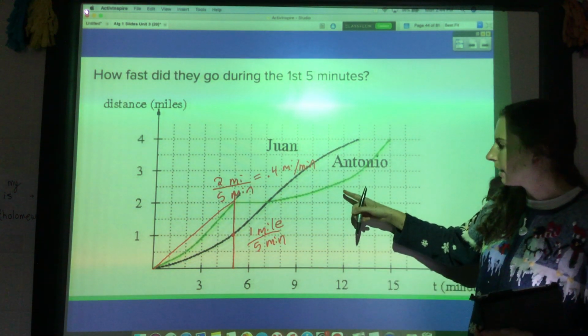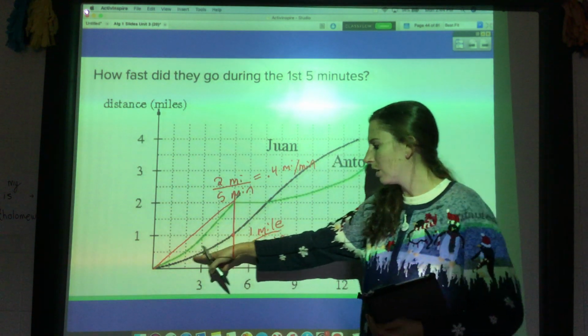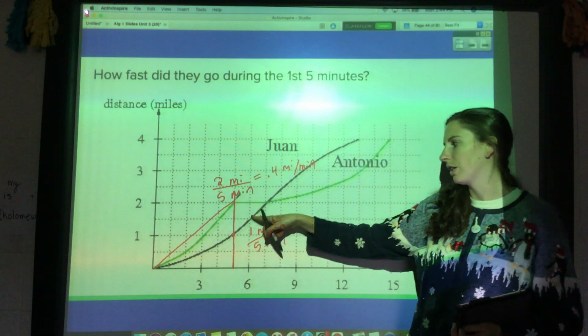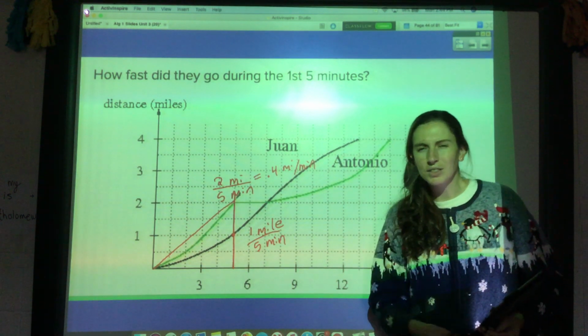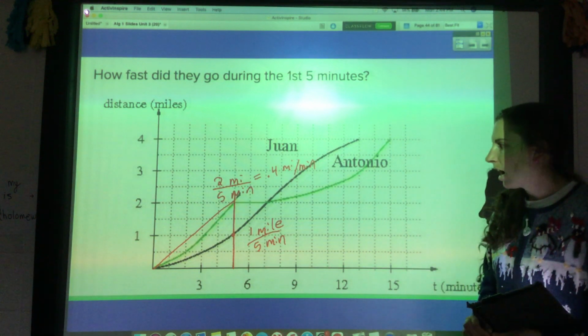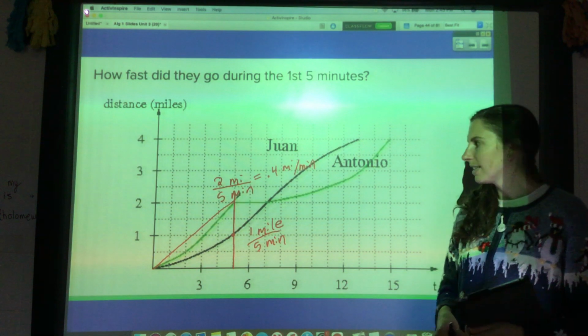Same thing with Juan's graph here. Starts off a little slower, but then a little faster, and if you average it out, it goes to about 1/5. Also, something you may have noticed, I don't know what mode of transportation you think this is.